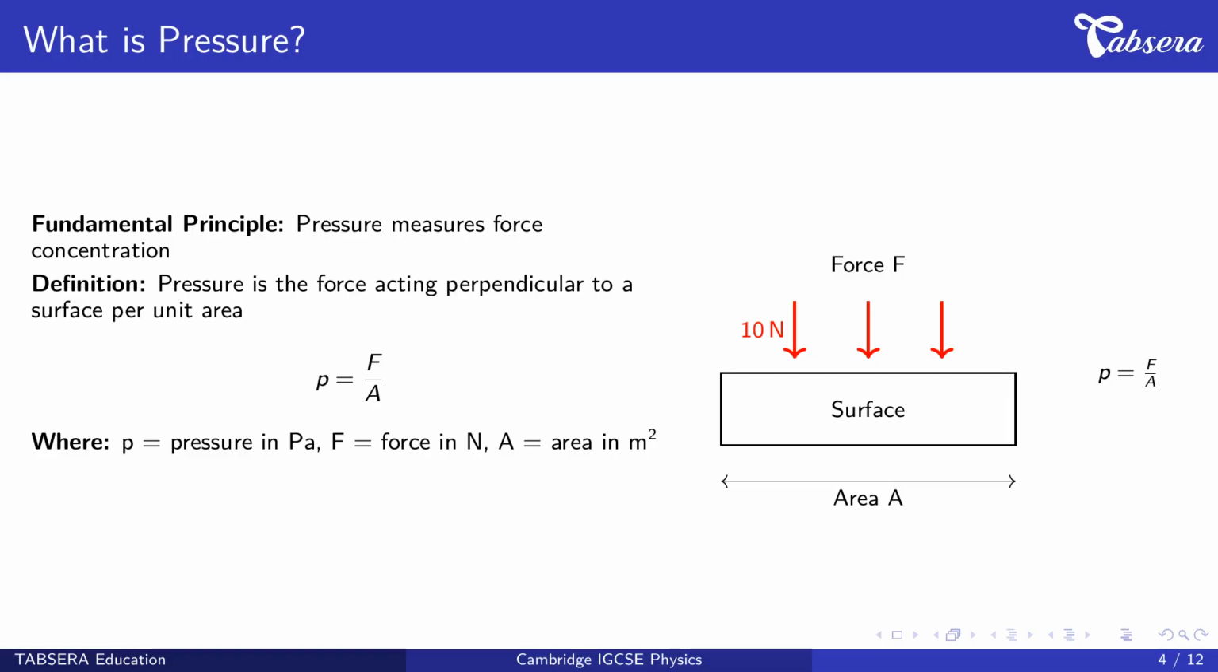Let's explore our first core concept. The fundamental principle states that pressure measures force concentration, how much force acts on each unit of area. This means the same force creates different pressures depending on the area it acts upon. The definition is, pressure is the force acting perpendicular to a surface per unit area. Mathematically, we express this as P equals F over A, where P represents pressure measured in pascals, F represents force measured in newtons, and A represents area measured in square meters.